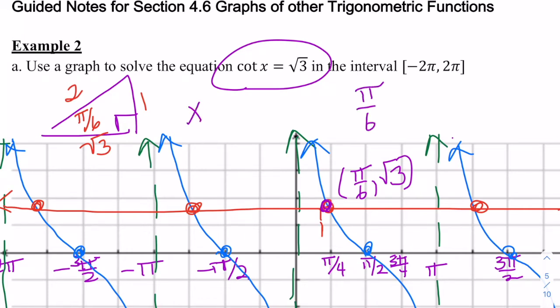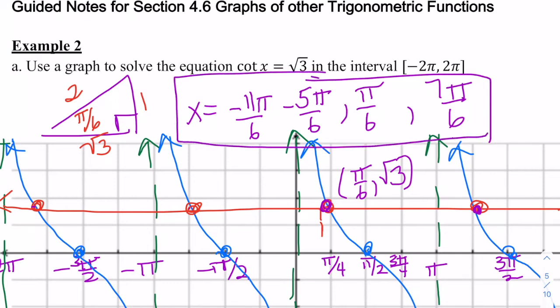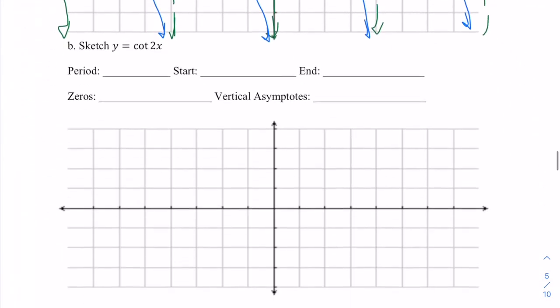I'm just going to put x equals here. And to find the one over here, we just add pi, which is really 6 pi over 6, so that's 7 pi over 6. And then for this one over here, we'd have to subtract pi, so we'll have negative 5 pi over 6. And then for the last one, again, subtract pi, negative 11 pi over 6. And we can see that there's going to be 4 places, 4 intersections, 4 solutions when the cotangent graph equals root 3. Now let's look at this next one.